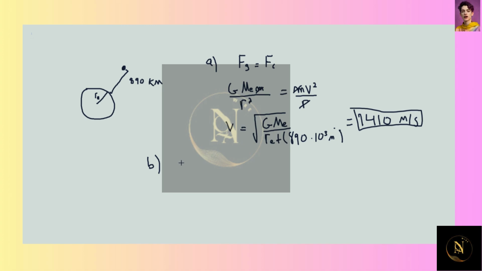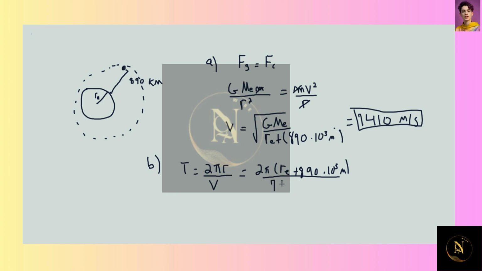For the period, we can say that the distance it has to travel is one circumference, so 2 pi r. So that's this circumference, going around the whole thing. And again, r is the radius of the Earth plus 890. So the distance it travels over its average velocity. So that'll just be 2 pi times the radius of the Earth plus 890 times 10 to the third meters, divided by that velocity we just found, 7,410 meters per second.